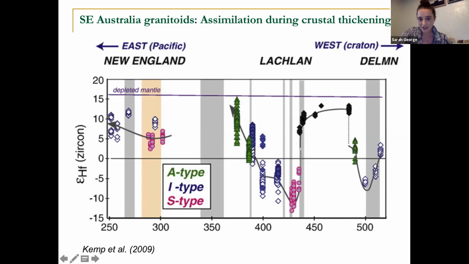And so the way that they interpret this data set is that these periods, these isotopic pull downs, which are also marked by a change in melt composition, mark periods of crustal thickening. And then these periods where things go towards more juvenile compositions represent periods of crustal thinning.